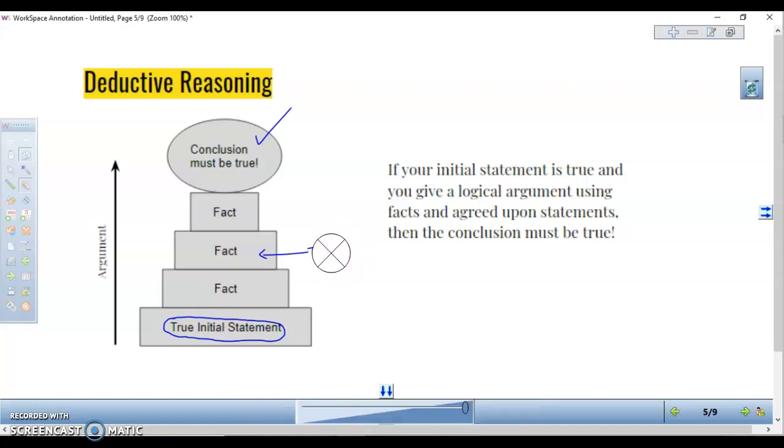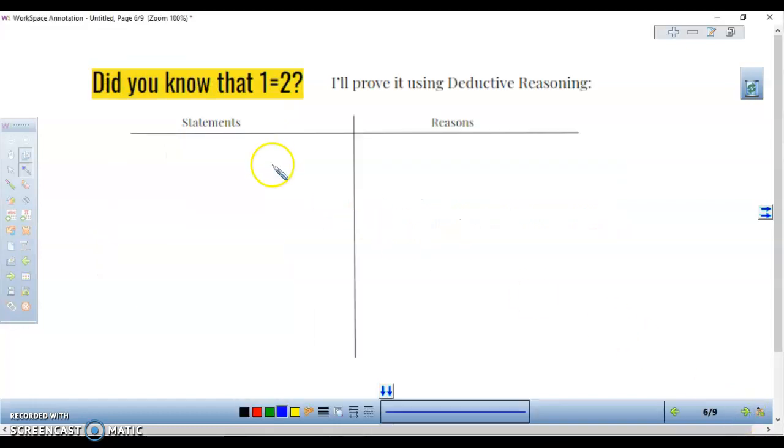Well, if you slip in, I didn't mean to write false, sorry. If you slip in something that's false, your conclusion won't necessarily be true. So let's see if you can find out where I trick you in this next one. All right, so I'm going to use that little algebraic proof thing, and I'm going to try to prove to you that 1 is in fact equal to 2.